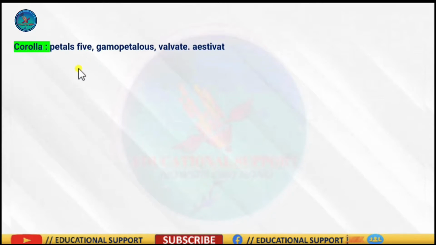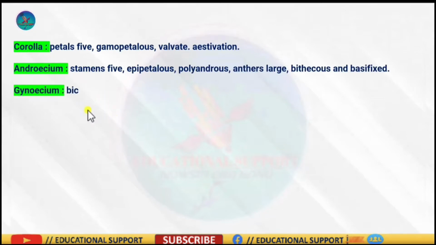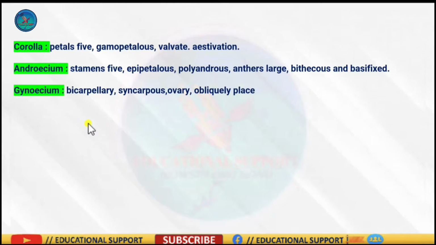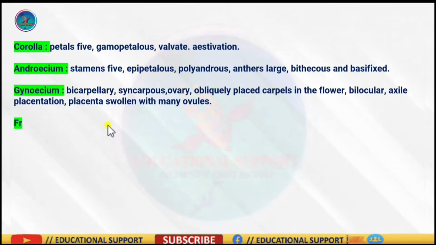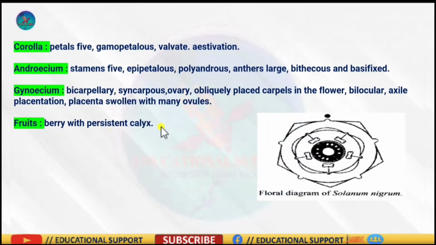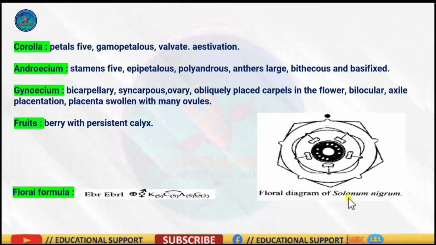Next is corolla. So corolla consists of 5 petals with valvate aestivation, and androecium consists of 5 epipetalous stamens, and gynoecium consists of a bicarpellary syncarpous superior ovary with axile placentation. The fruit is a berry, seeds numerous and endospermous. This is the floral diagram and this is the floral formula.